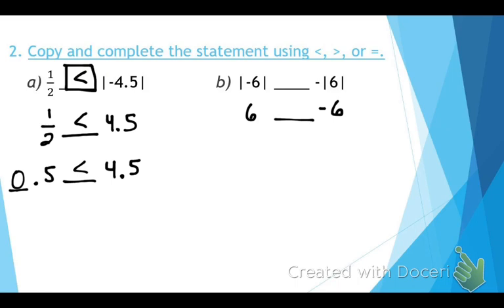Okay, but what sign should go in there? 6 is greater than negative 6. Very good job. Then we bump it right up there into our original problem. And we know the absolute value of negative 6 is greater than the negative absolute value of 6. Thank you, Taylor. Good job.